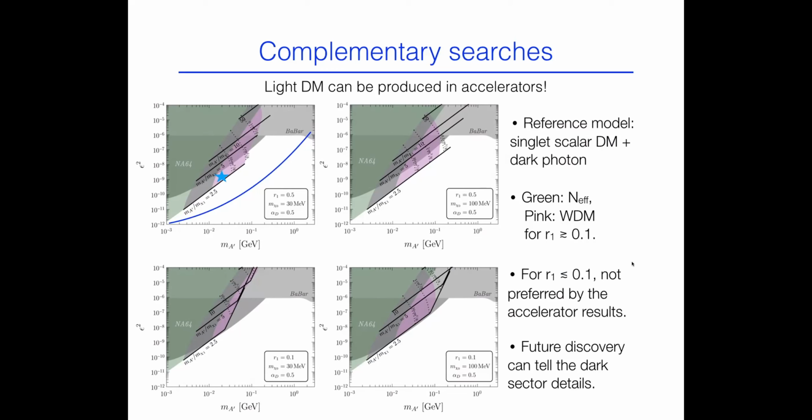However, this subdominant dark matter cannot be in dark sector theories with structures like multi-component dark matter, because it is already constrained by warm dark matter constraints.